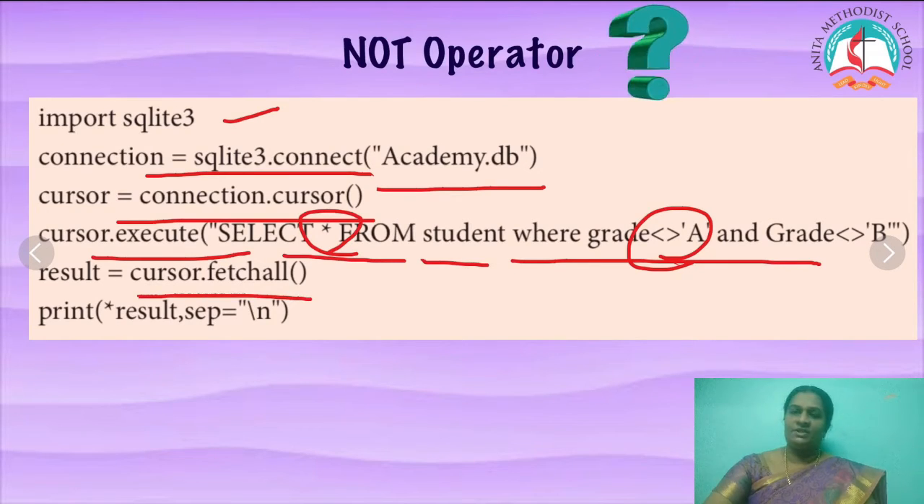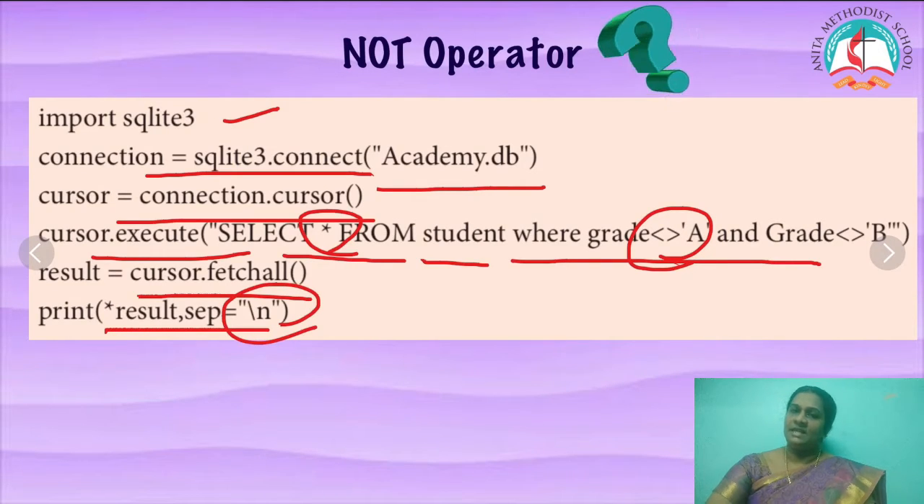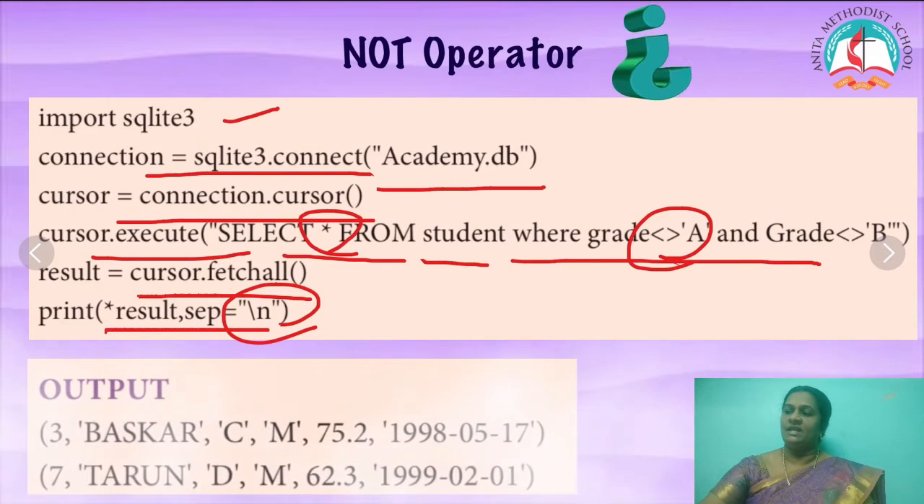This cursor fetch all, we saw two classes earlier. What is fetch all? Fetching all the data in a database. And result, we are going to print the result. Why are we using /n? /n is used to fill in the new line.